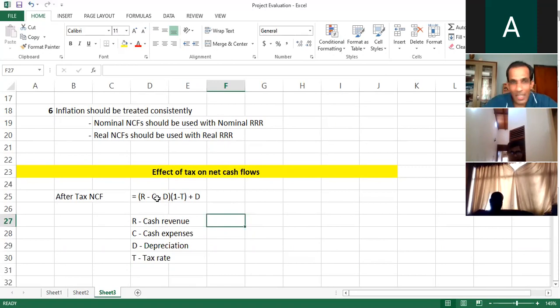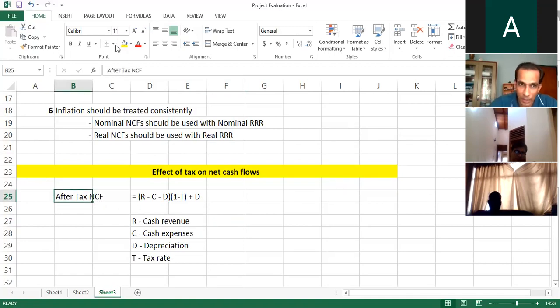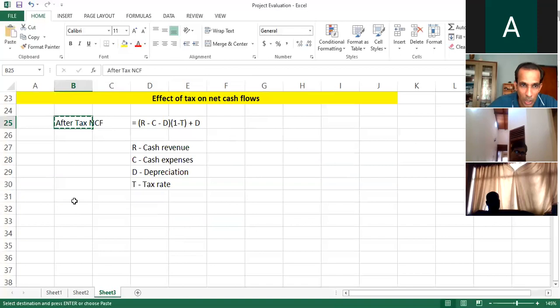Is that clear? R, cash revenue minus cash expenses, and from that we can deduct depreciation. That can be multiplied by 1 minus T. So it is similar to deducting tax, only tax. Then we add back depreciation. This is one method we discussed. In fact, there is another method to calculate this. Net cash flow after tax we can calculate using another method.